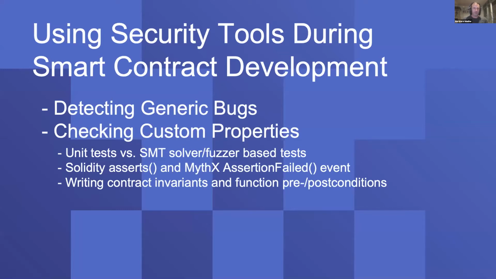In this part, we will learn how to leverage the fuzzer and SMT solver that's built into MythX to check assertions and find counterexamples to assertions and expressions or properties that we expect to hold. And we look at different types of doing that, including invariants and checks on functions that have pre and post conditions.